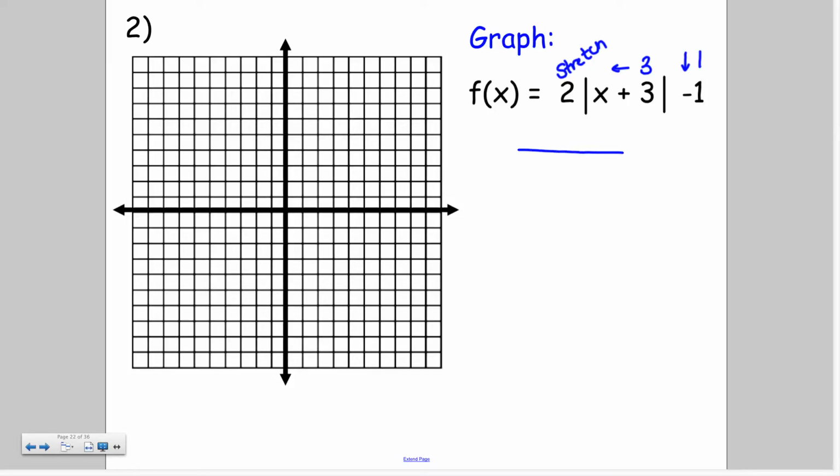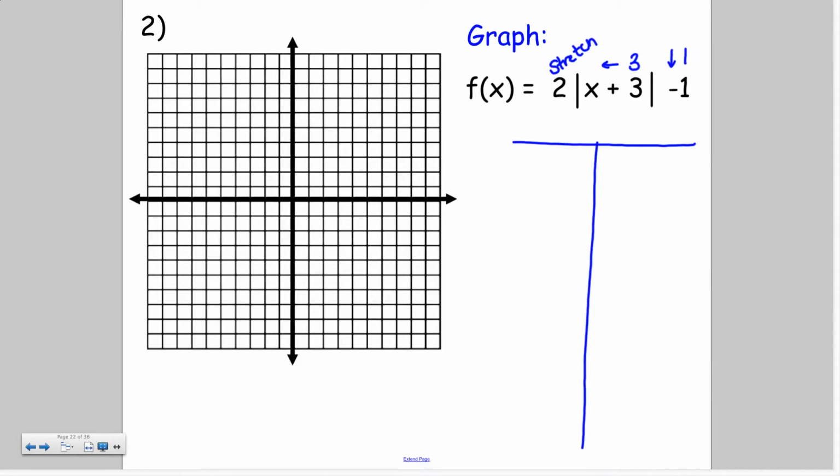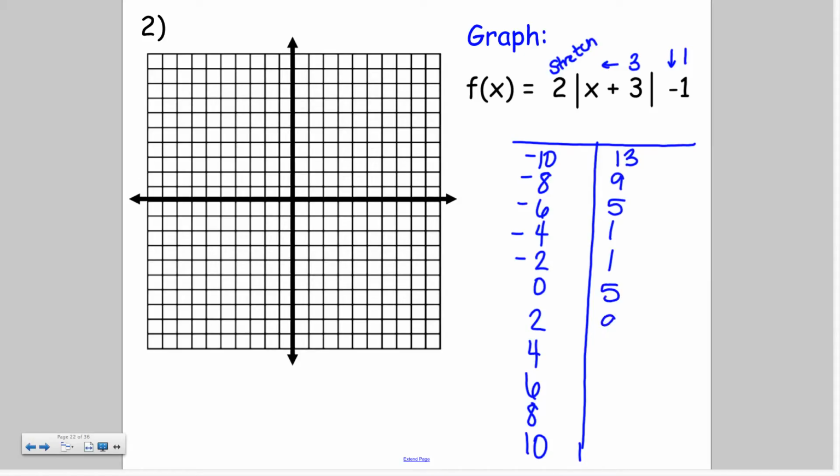All right, let's do our x's and our y's. And I have messed up on this. I actually sketched the last one on this one. But negative 10, negative 8, 6, 4, 2, 0, 2, 4, 6, 8, 10. Okay, so we had 13, and I'm going to go back. 9, 5, 1, 1, 5, 9, 13, 17, 21, 25.